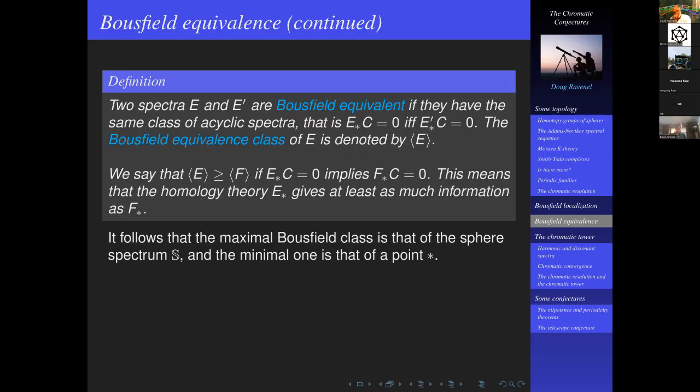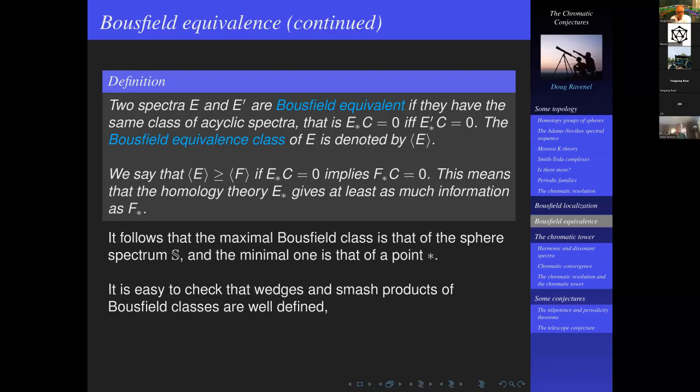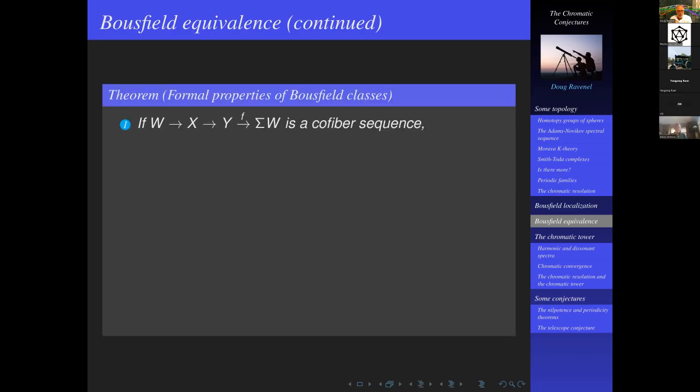Now, all of these definitions were made in Bousfield's original paper, and he proved some very interesting things about this notion of Bousfield equivalence. One is it's easy to check that wedges and smash products are well defined. That is, we can say the wedge of two equivalence classes is the equivalence class of the wedge, and similarly for the smash product. And then we can say that here are some formal properties of these things.